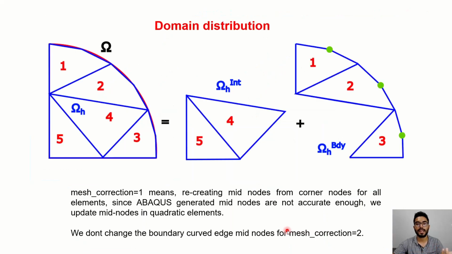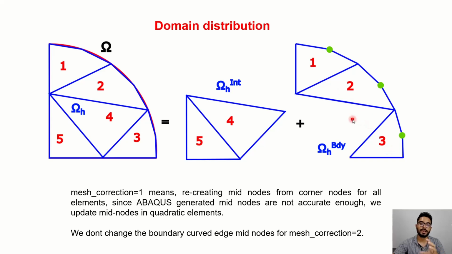What do we mean by interior elements? Let's say we have this domain, a quadrant of a circle, with these 5 elements, out of which 1, 2 and 3 lie on the boundary and 4 and 5 remain internal. So we divide this domain into two parts: the internal domain of elements comprising 4 and 5, and the boundary elements comprising 1, 2 and 3.